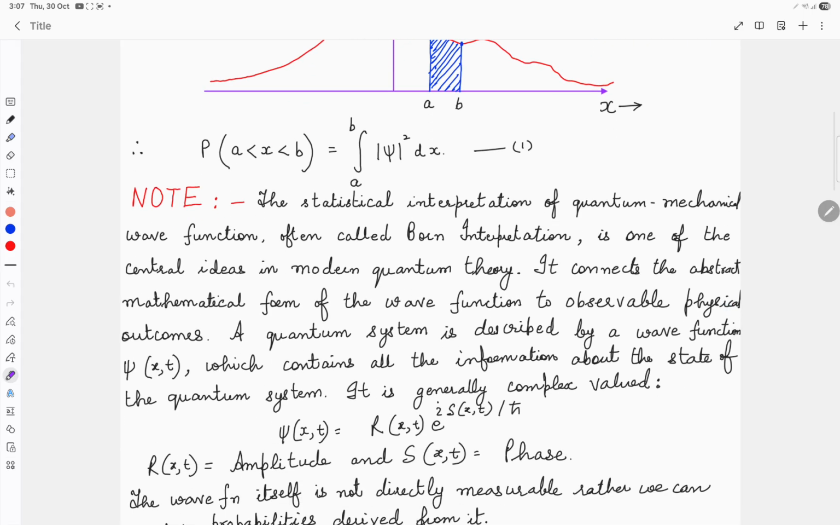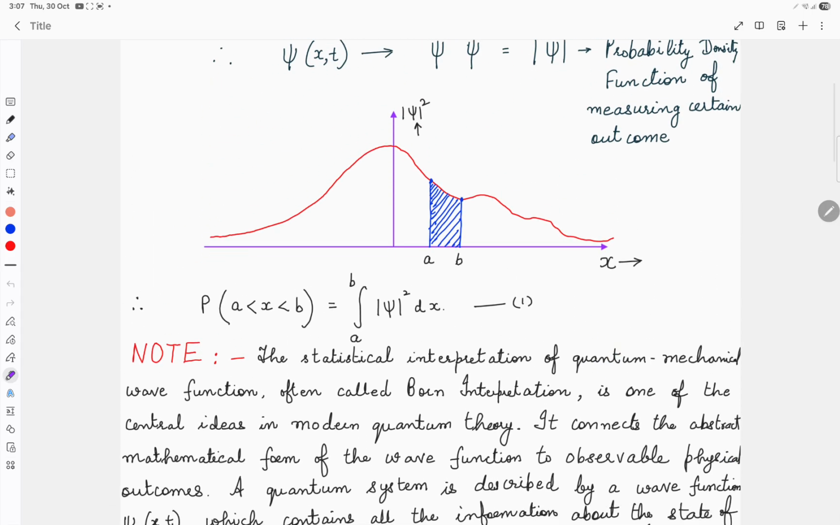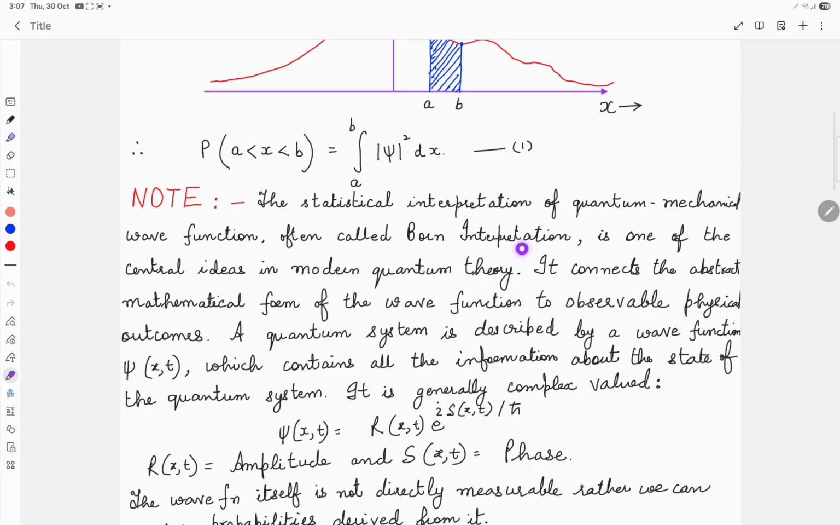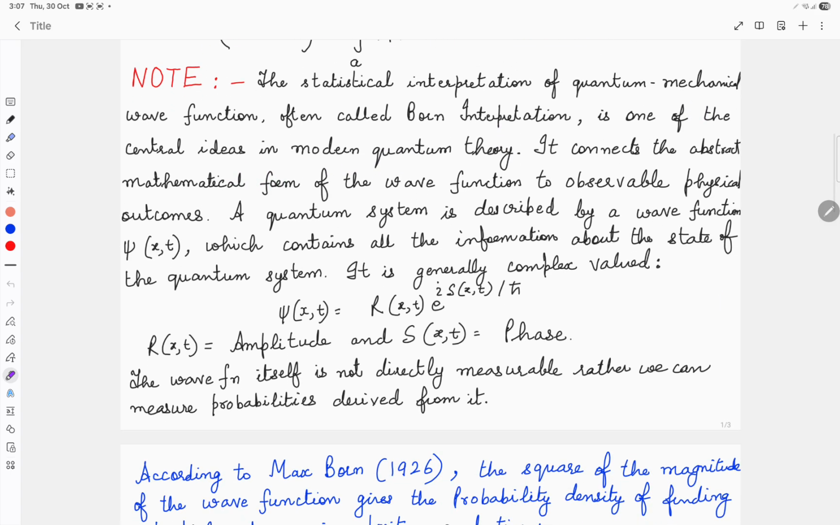So therefore, to expand this concept further, the statistical interpretation of the quantum mechanical wave function, often called the Born interpretation, is one of the central ideas in modern quantum theory. Now, it connects the abstract mathematical form of the wave function to observable physical outcomes. That means it is trying to connect the mathematical wave function to the actual probabilities associated with the measurement outcome.